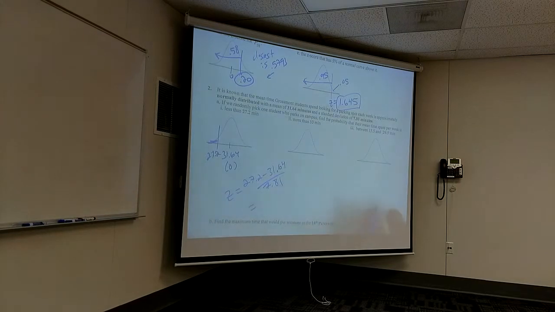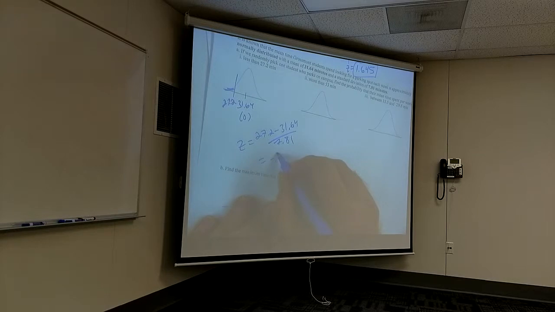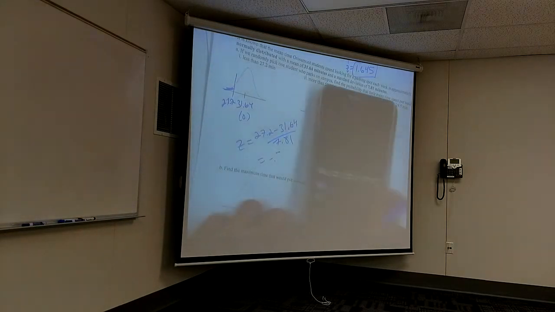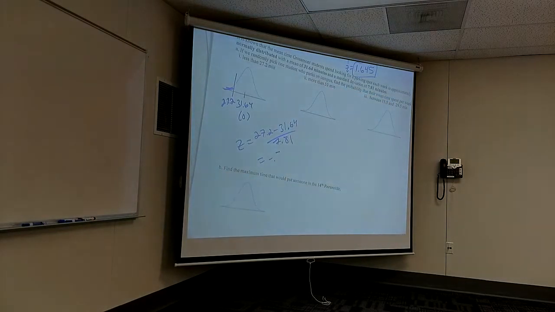So what do you guys get for that z-score? 0.2843. No, for the z-score. Negative point 73? No. Listen. Yeah, 5, 6 sounds good.